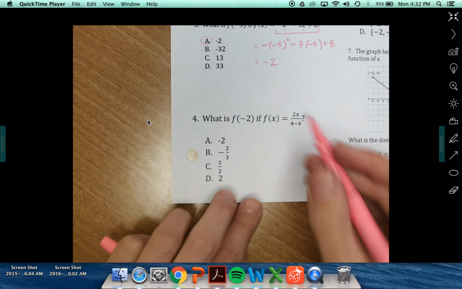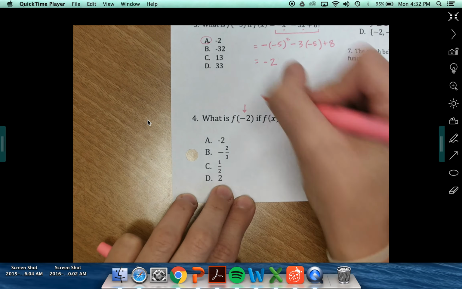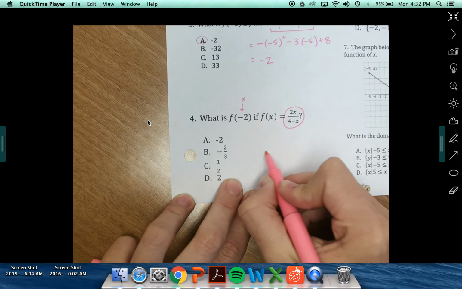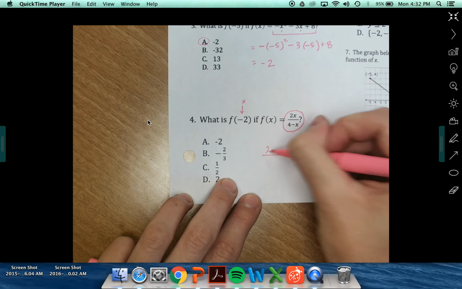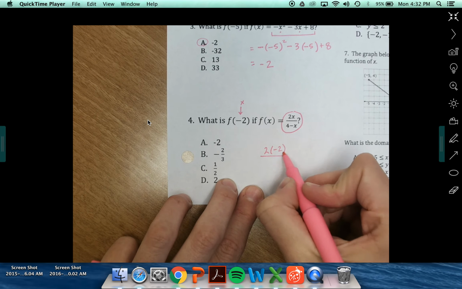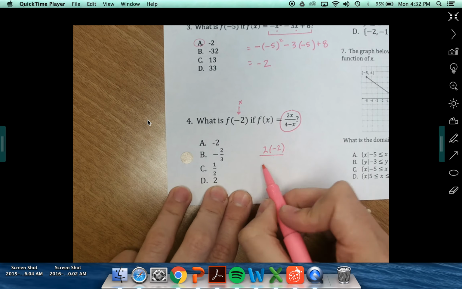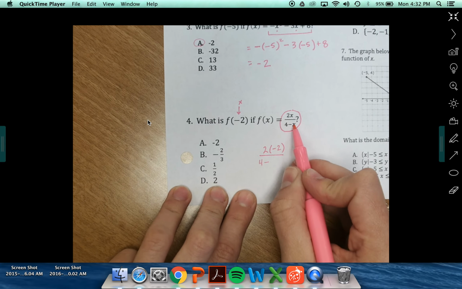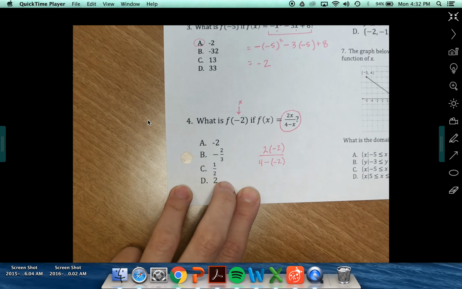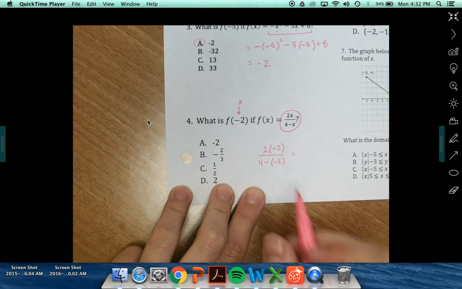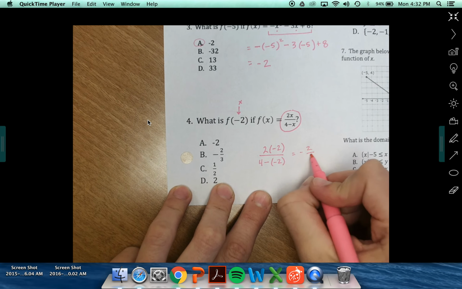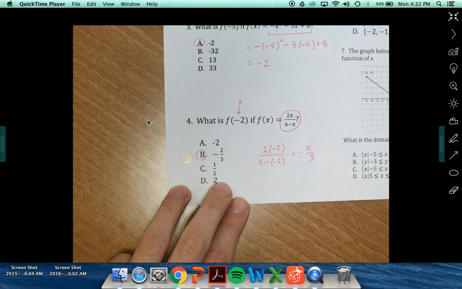Number 4, f of negative 2. Okay, here's our x. Same deal, we have to plug it into all of this, right? In this case, we've got a fraction, so it's 2 times x. Our x value is negative 2, so 2 times negative 2 on the top. On the bottom, we've got 4 minus x, which is negative 2, so 4 minus negative 2. If you plug this into your calculator, that will give you negative 2/3. Number 4 was B.